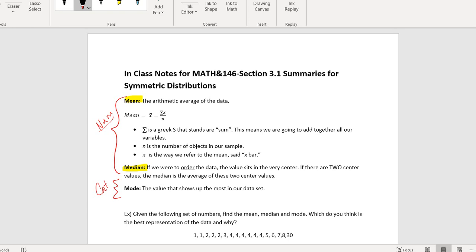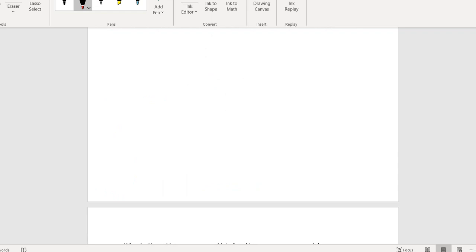The median is what you get if we order the data, and it's the value that sits at the very center. It doesn't matter if you order them from least to greatest, they're still going to be the one in the very center. If you have 2 in the center, so you have an even amount of observations, then you take the average of the middle 2, and that will be your median. The mode is the one that shows up the most often. Again, we're not going to be talking about that one too much, but it's still worth mentioning.